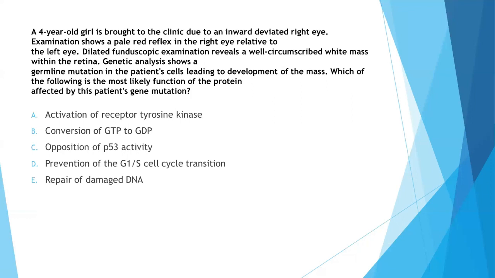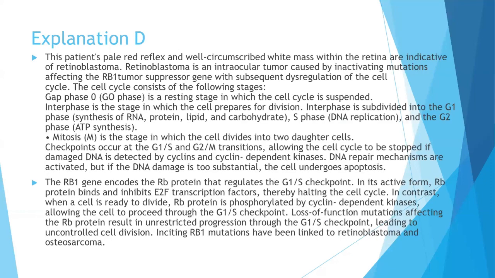Activation of receptor tyrosine kinase, conversion of GTP to GDP, opposition of p53 activity, prevention of the G1S cell cycle transition, or repair of the damaged DNA. So this patient's pale red reflex and well-circumscribed white mass within the retina are indicative of retinoblastoma.